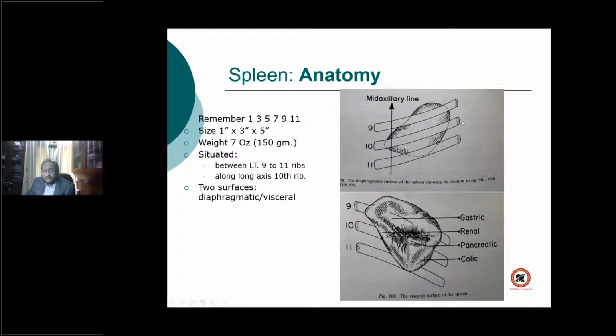It has two surfaces, one which is in contact with the ribs, which we know as the diaphragmatic, and the one which is in contact with the various organs inside the abdomen, which we know as the visceral surface. Now, all this is important. I am spending some time on this part of the anatomy because the commonest area in which we surgeons are involved is in managing splenic trauma or doing something to the spleen in the form of splenectomy, either as a part or as a total procedure. When we're doing that, we have to understand the anatomy and the relations very, very clearly.